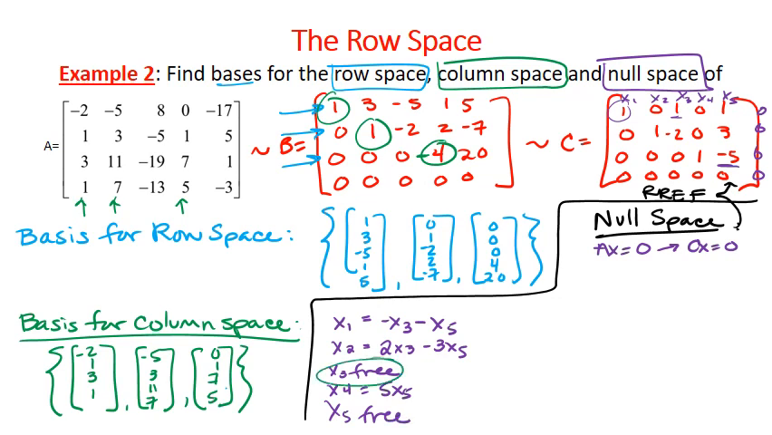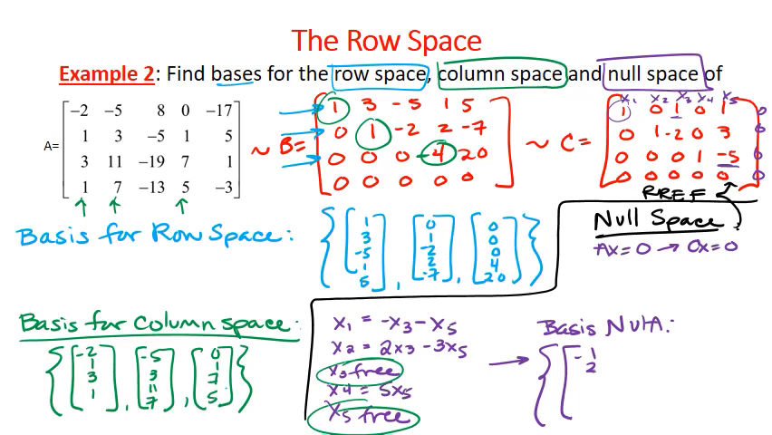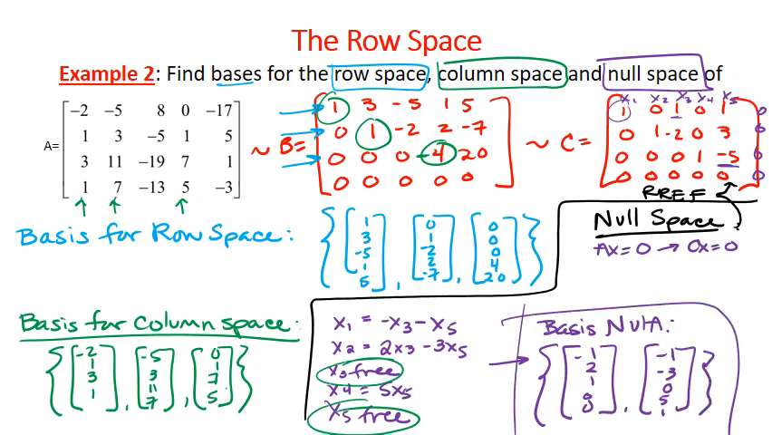So for our free variables, remember, you can choose whatever you want. Typically, I will choose 1 unless fractions are involved and I want to eliminate the fractions. So from here, we will need a vector for the x3 terms and then for the x5 terms. So the basis for null of A is the following. There you have it. And that concludes example 2.